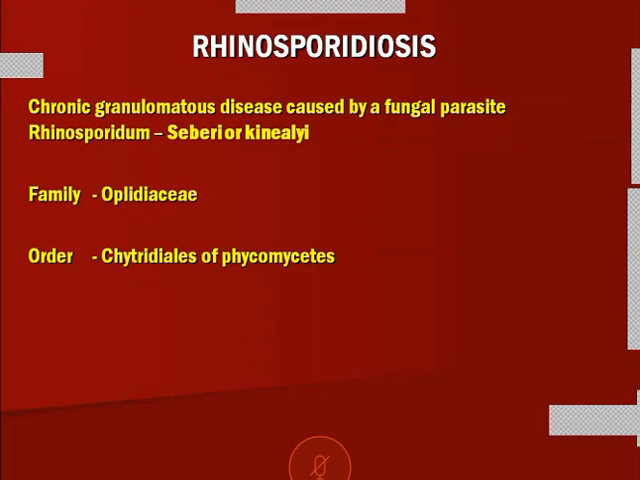The family is Oplidiaceae, and the order is Chytridiales, among the Phycomycetes. Because of the presence of chitin in the wall of the sporangium of the Rhinosporidium, it lies between a plankton and a zoonotic, that is, parasitic organism. Some say it is a parasite, some say it is a fungus. So it is still a dilemma.